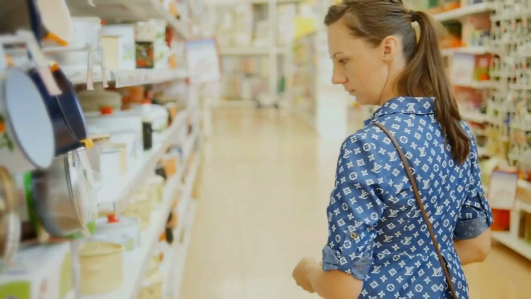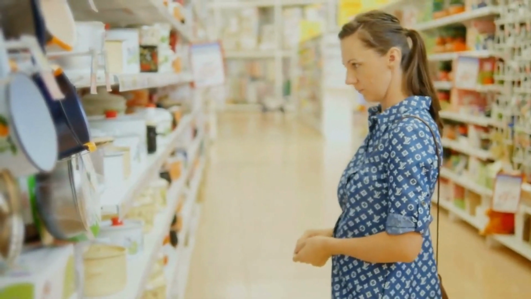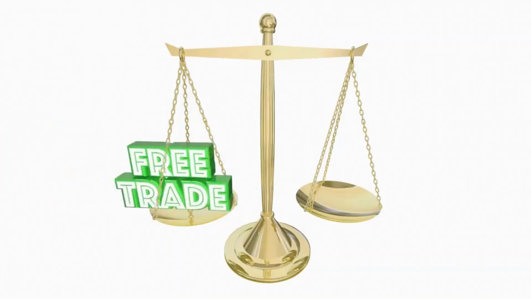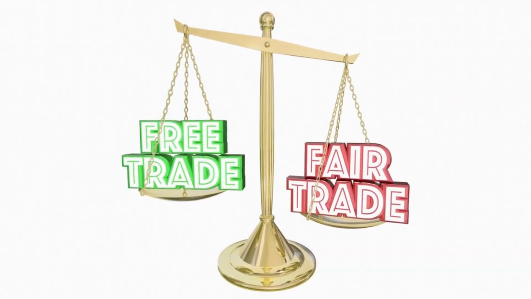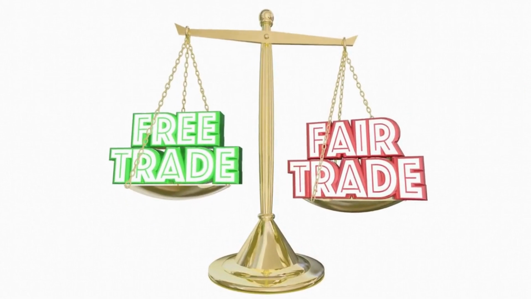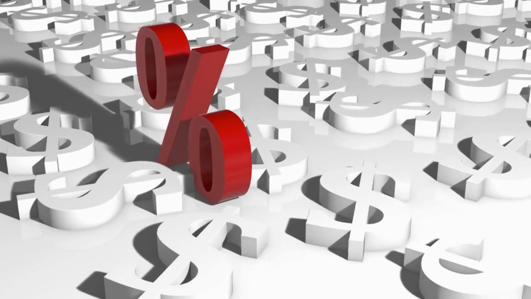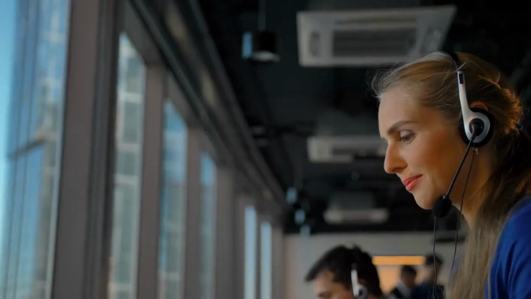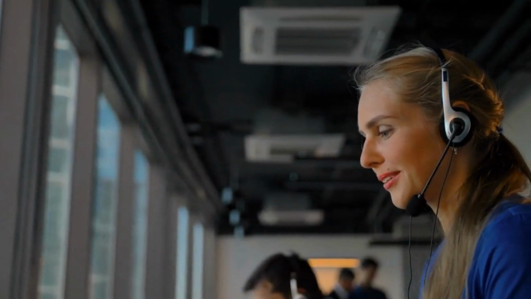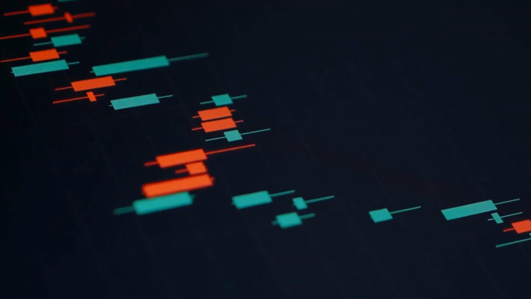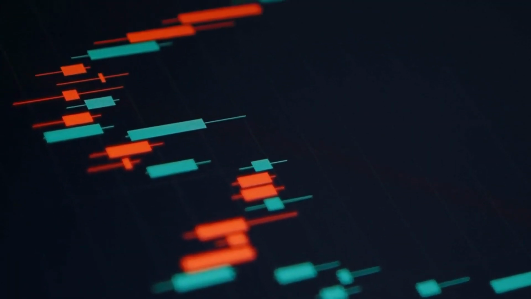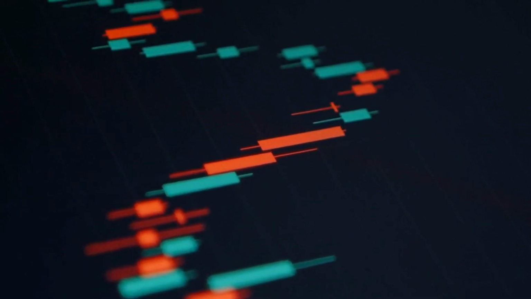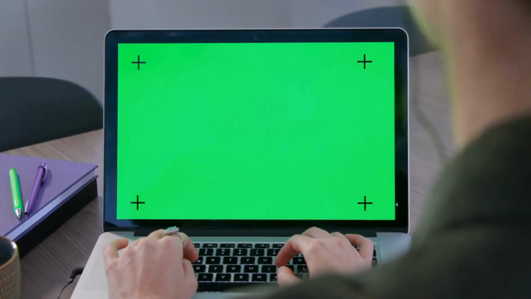Section 7. Choose the right brokerage. The seventh factor to consider is choosing the right brokerage. Not all brokerages offer the same selection of ETFs or have the same commission and trading fees. Look for a brokerage that offers a wide variety of ETFs and has low fees. Also, consider the brokerage's reputation and customer service. You may also want to consider using robo-advisors, which are automated investment platforms that can help you choose and manage your ETF portfolio.